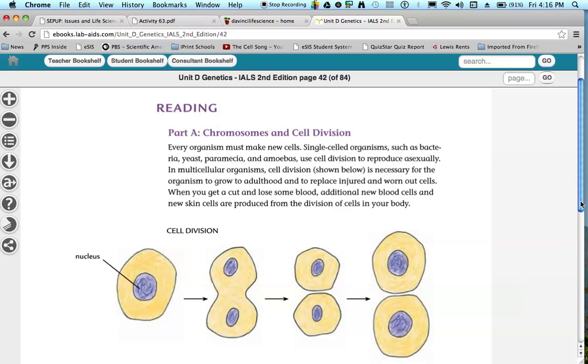In multicellular organisms, cell division, shown below, is necessary for the organism to grow to adulthood and to replace injured and worn-out cells. When you get a cut and lose some blood, additional new blood cells and new skin cells are produced from the division of cells in your body.